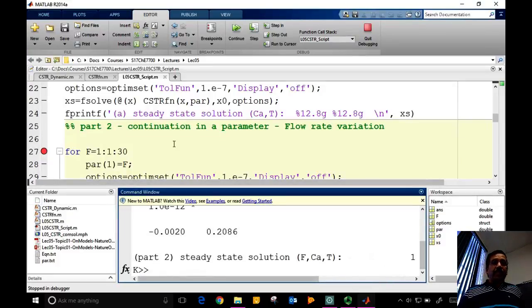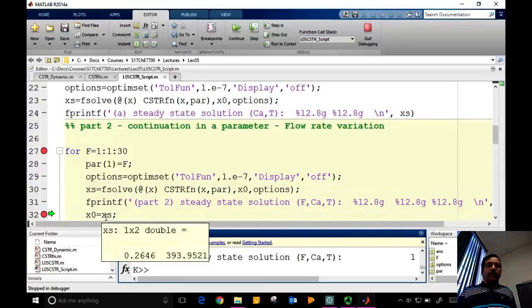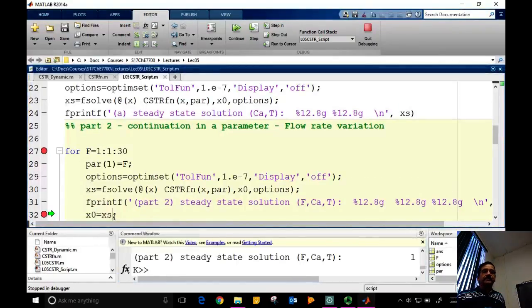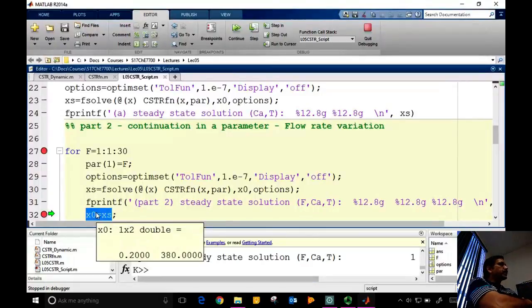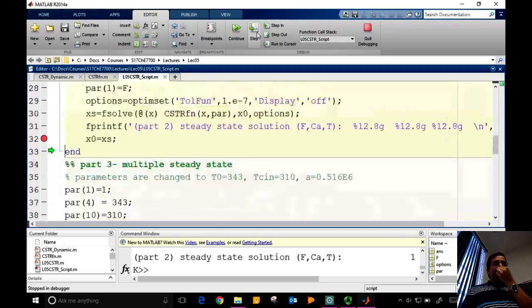But now when I step through this, you will find that it goes through. Now here I'm doing something. What am I doing? Can you guess? What is the implication of that line 32? The next time around when it solves for F equal to 2, I don't want to use the same x0. I want to use the most recent solution that it found as the guess. But I'm going to change the flow rate to 2. So we're basically using the solution of the previous flow rate as the guess.